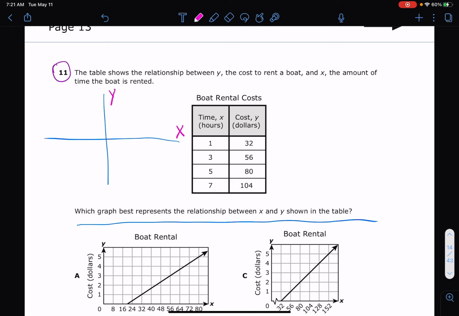What are my numbers for X? ¿Cuáles son mis números para X? 1, 3, 5, y 7. So that means I have 1, 3, 5, 7. In here I have 32, 56, 80, 104.